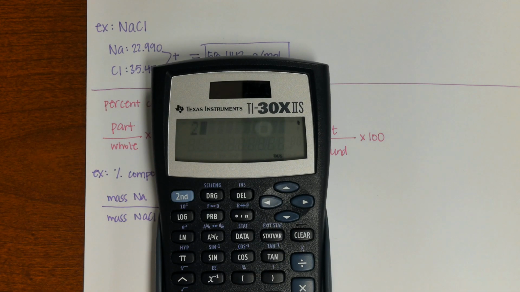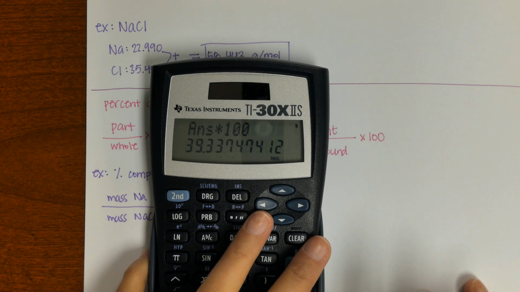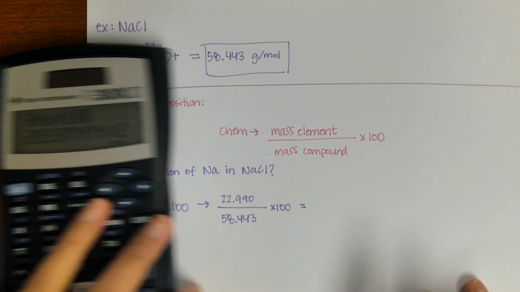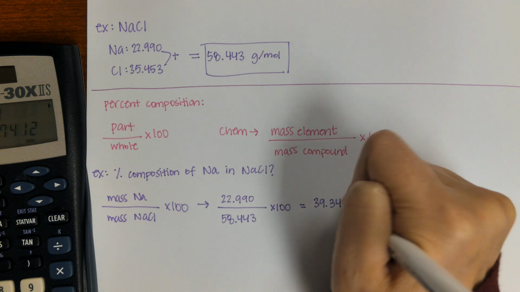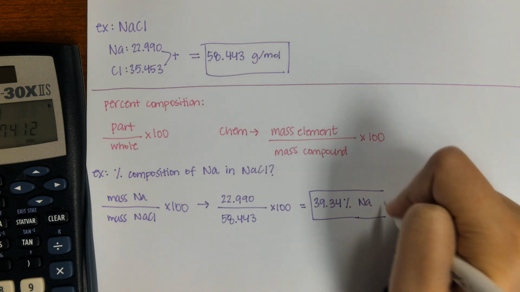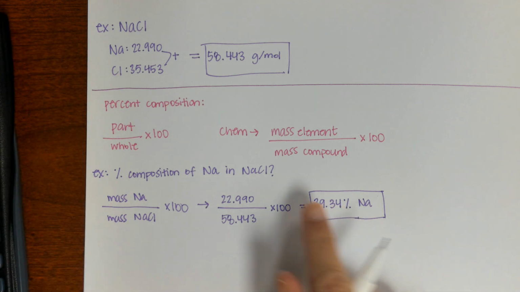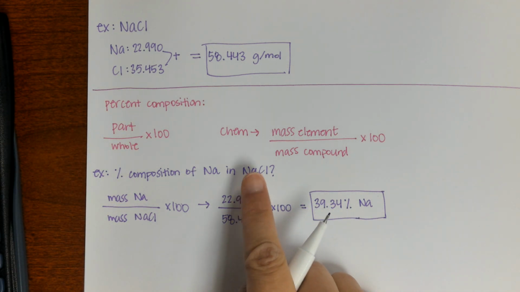When we do that, we get that decimal here, and you've got to remember to multiply by 100. I would round to 2 decimal places, so 39.34% of Na. What this tells me is that in this compound, about 39% of the mass is sodium.